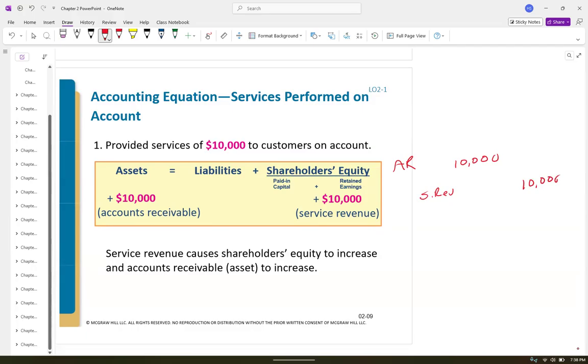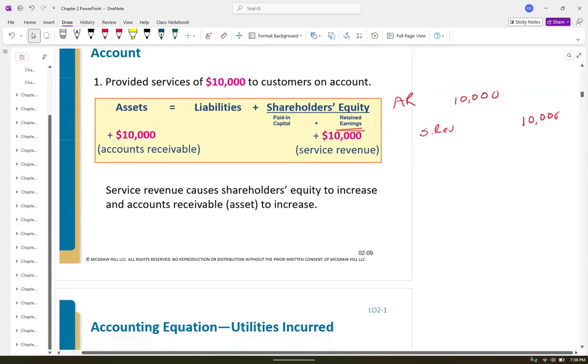Now, underneath this umbrella of retained earnings, I want you to think about this. Service revenue goes on the income statement, right? Net income or net loss gets closed to retained earnings. So that's why they kind of have that little umbrella. I don't want you to get confused there.